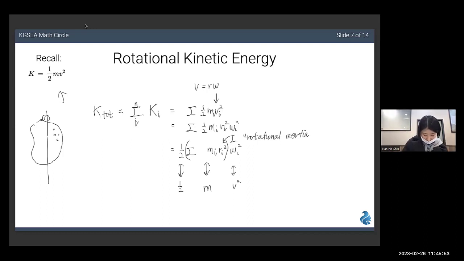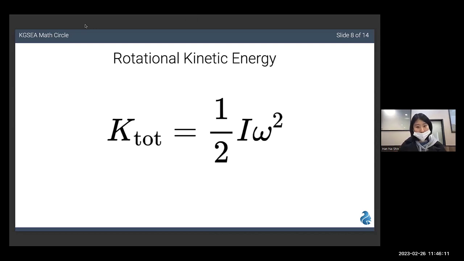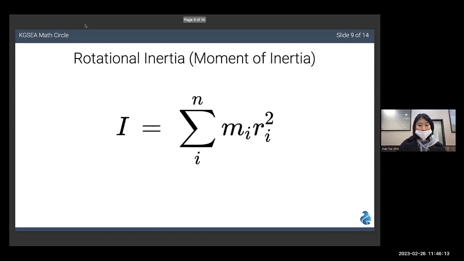Okay, so let's just simplify everything. In conclusion, total kinetic energy, or rotational kinetic energy, is 1/2 I omega squared. So that's why we have this formula of rotational kinetic energy and this formula of rotational inertia, the sum of m times r squared of all the particles in this rigid body.